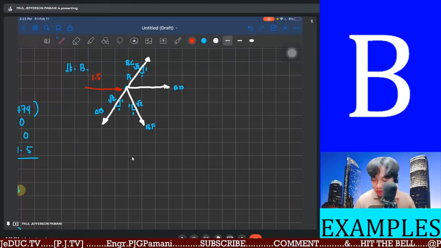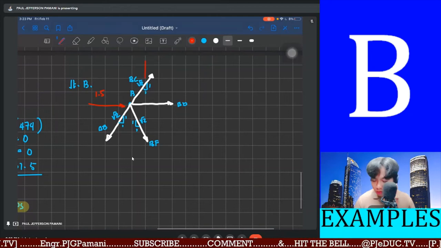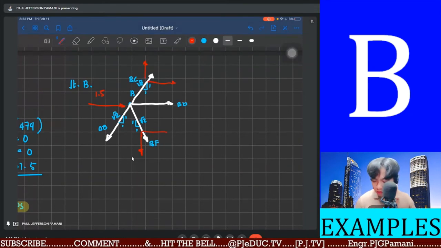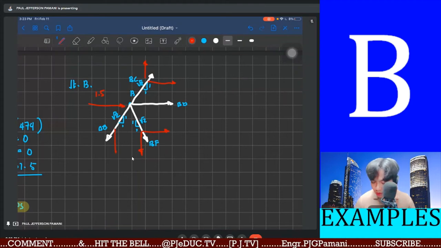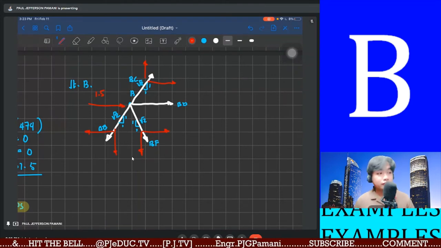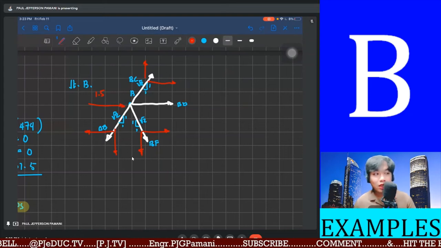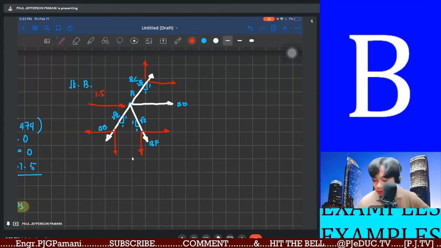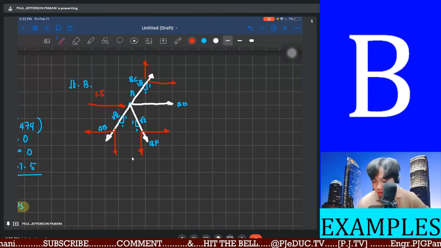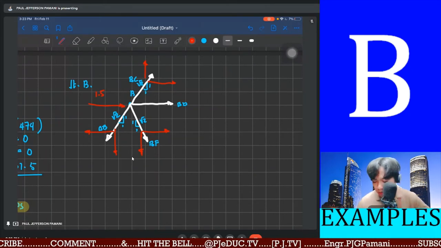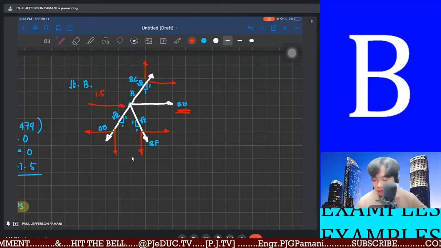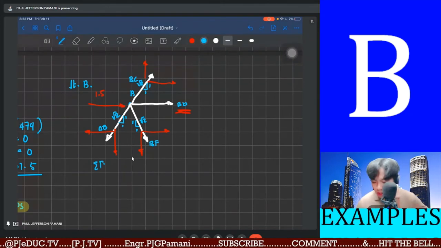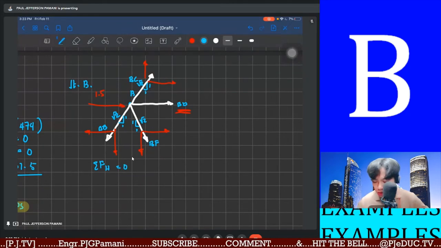Lagay ko na lang para makita nyo. Horizontal-vertical. Vertical-horizontal. Vertical-horizontal. Okay? Then, horizontal lang naman si BD. So, with that, we can simply do with the summation forces horizontal para masolve natin kaagad si BD. So, summation forces horizontal. What are the forces acting at the x-axis with joint B?